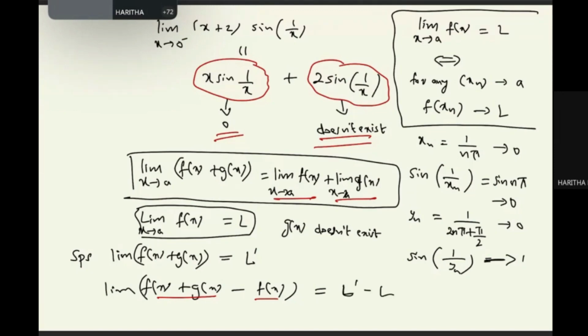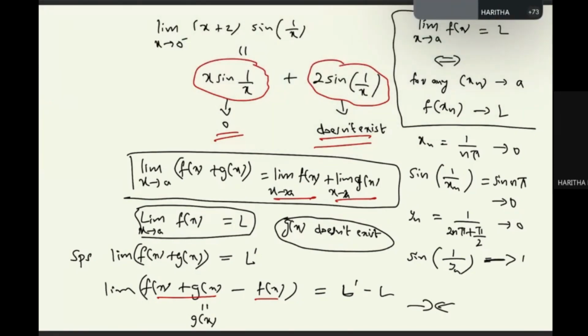But that is a contradiction, because what is this? This is just g of x, and we assumed that the limit of g of x doesn't exist. So that is how we prove it in general. If you have a limit which exists and another which doesn't exist, when you add them, it always doesn't exist. Generally people don't care about this, they just simply say it doesn't exist, but this is the reason. I hope you understand it. I will move on to another problem if everyone got the idea.